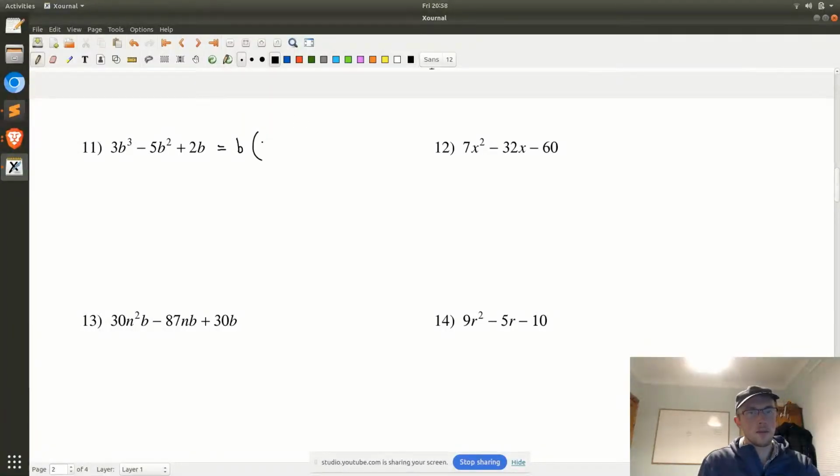Factor out b. 3b squared take 5b. Add 2. Try to go further with this. And take 2, add 1. 7x.